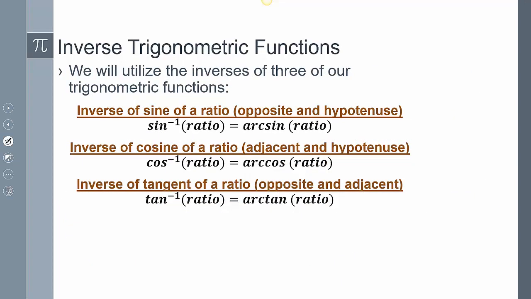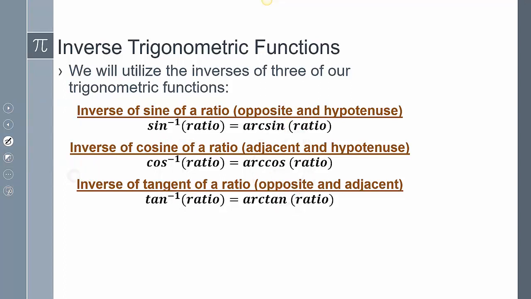So let's take a look at ways that we can write this. To signify what my inverse is, I could say sine inverse, cosine inverse, or tangent inverse of a given ratio. Or I can say arcsine, arccosine, arctangent. Both of those are correct. You can write them as both. They both mean the exact same thing. So it just depends on how you want to write it. I like using sine inverse, cosine inverse, and tangent inverse. But if you wanted to do it this way, go right ahead.